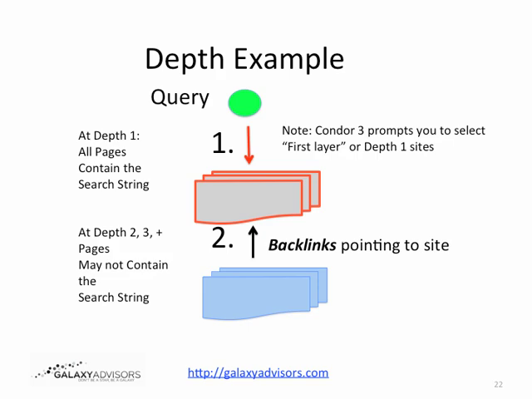Also, it's important to note that Condor 3 prompts you in this selection, the first layer, depth 1, that said, do you want these sites or not? So you've got some filtering capability when you go through those steps. So again, depth 1 means yes, that term, the search, is on that page; the backlink sites may not contain it.